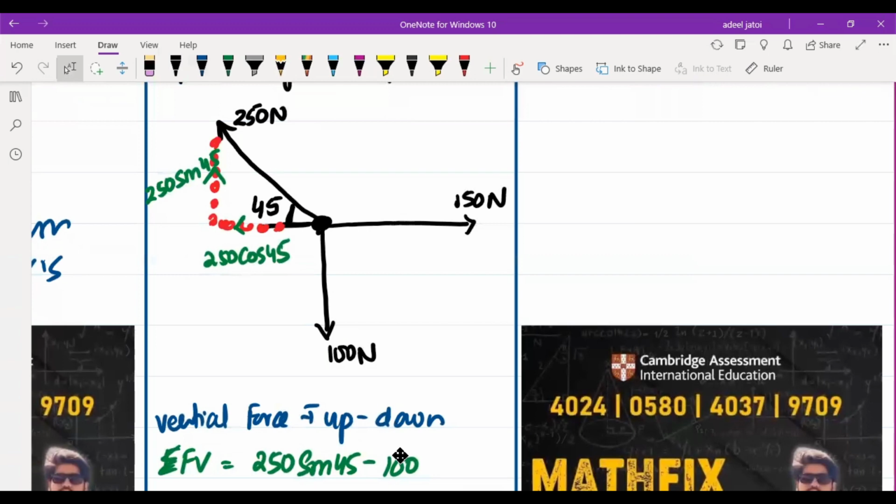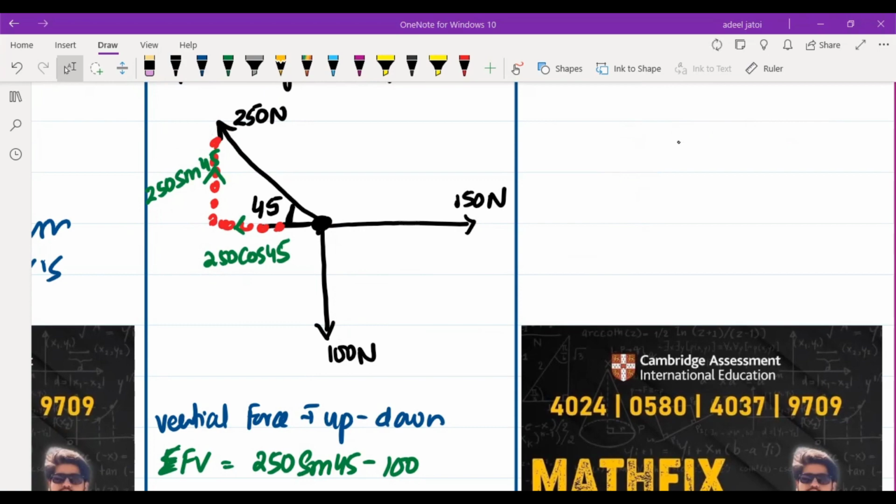So these were the forces calculated from multiple forces. We knew that we had the horizontal force as 150. There's another horizontal force. So this is right and this is left. Since we calculated, we ended up getting minus 26.78, so the force is acting towards left. When we matched our vertical up and down, we knew that 250 sine 45 is higher than 100 Newton, so the force will act upward.